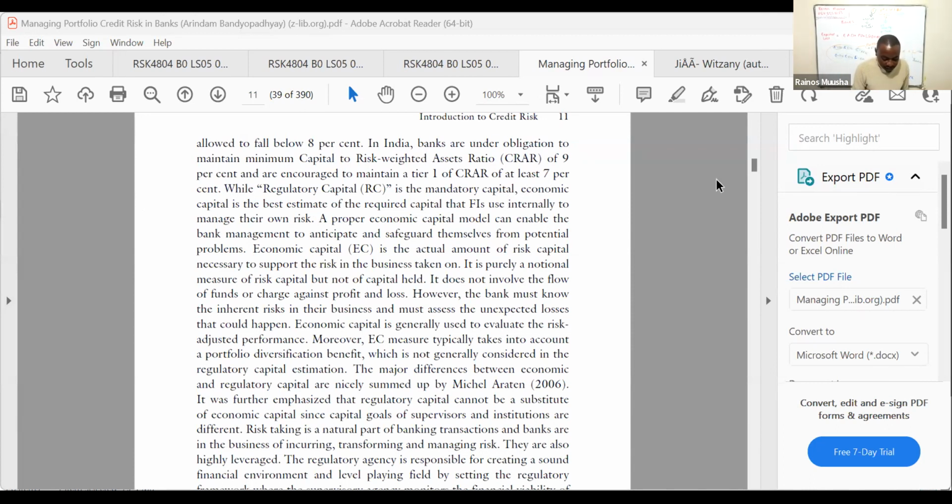In India, banks are under obligation to maintain minimum capital to risk-weighted asset ratio of 9%, and are encouraged to maintain a tier 1 CRAR, which is basically the capital to risk-weighted asset ratio, of at least 7%, while regulatory capital is the mandatory capital. The economic capital is the best estimate of the required capital that the financial institution uses internally to manage their own risk. So a proper economic capital model can enable the bank management to anticipate and safeguard themselves from potential problems. So economic capital is the actual amount of risk capital necessary to support the risk in the business taken on.